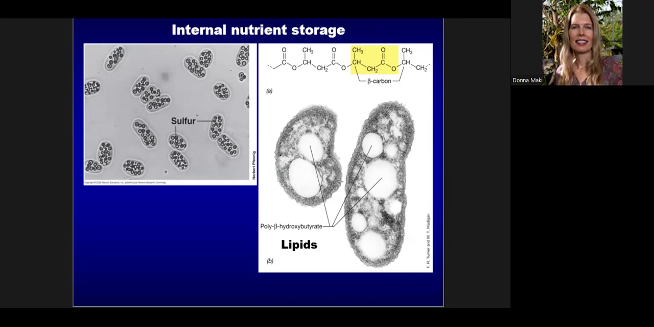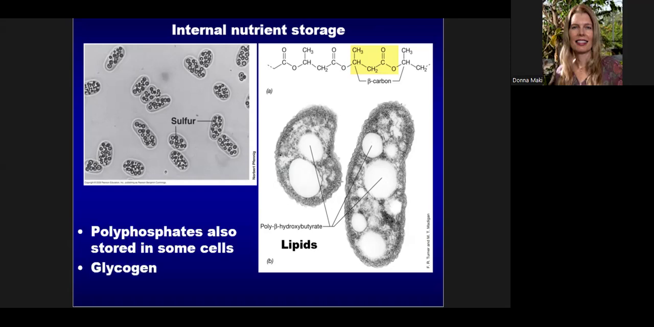Certain amino acids need sulfur and other nutrients. You might have phosphate groups that are stuck together, so they're polyphosphates that will get stored in some cells, even glycogen, which is our storage form of carbohydrate. Some microbes can do that too. And then here on the right, you're seeing pictures of big oil droplets, lipids. So again, some microbes under feast conditions can store up certain nutrients, and as times get tough, they can start using that and breaking it down.